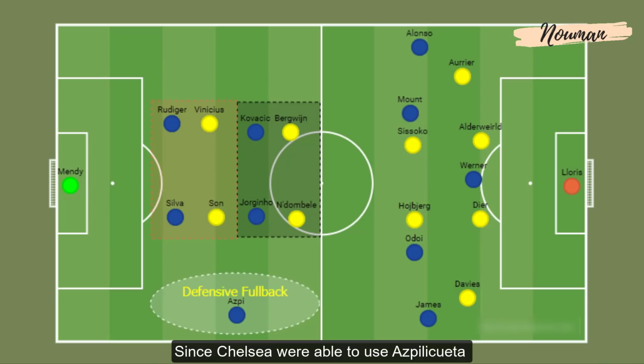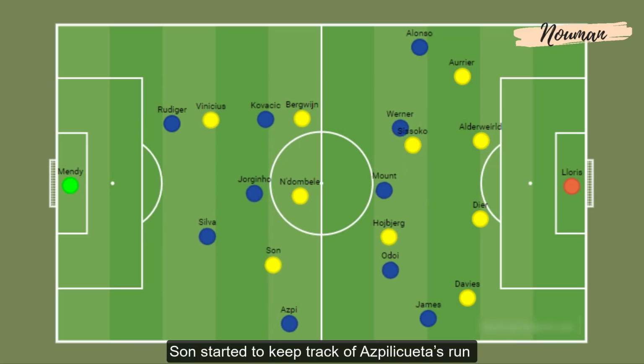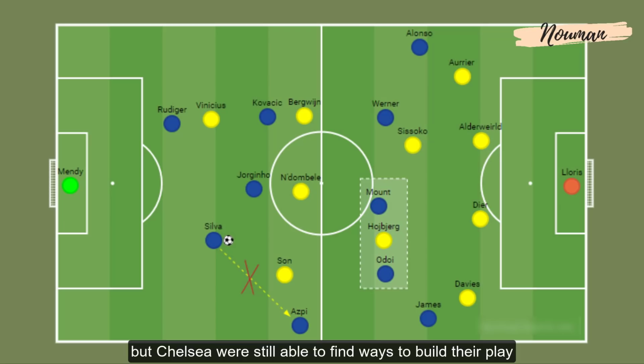Since Chelsea were able to use Azpilicueta to easily build their play from the back, as the game progressed, Mourinho asked Son to keep a close eye on Azpilicueta. Son started to keep track of Azpilicueta's run, but Chelsea were still able to find ways to build their play.